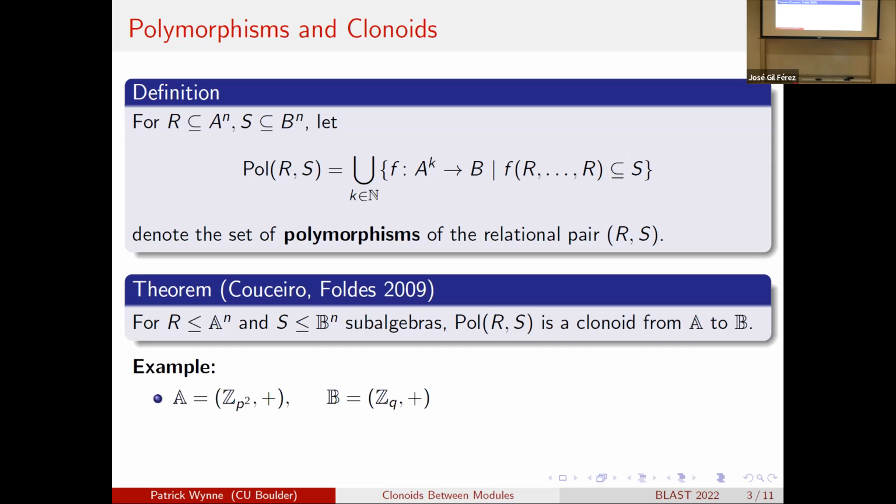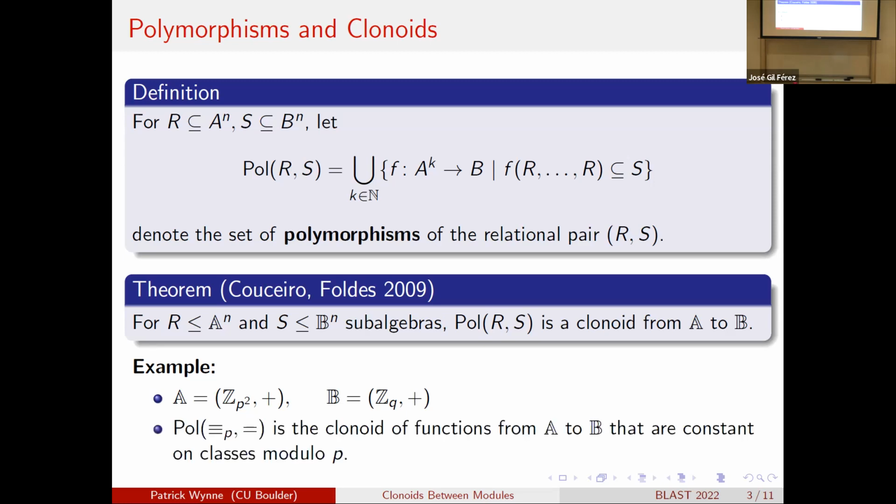And so another little example: let's take A to be the integers mod p squared with addition and B to be the integers mod q with addition as well. Then if we look at the relational pair equality mod p and equality, the polymorphisms that preserve this relational pair are exactly those functions that are constant on classes modulo p. So if we take some pair that's equivalent mod p in each coordinate, then we map coordinate-wise, we should get some pair that is equal.